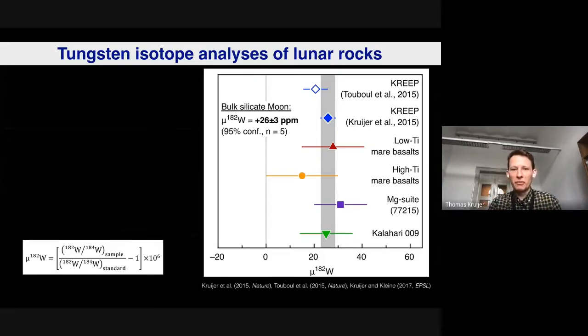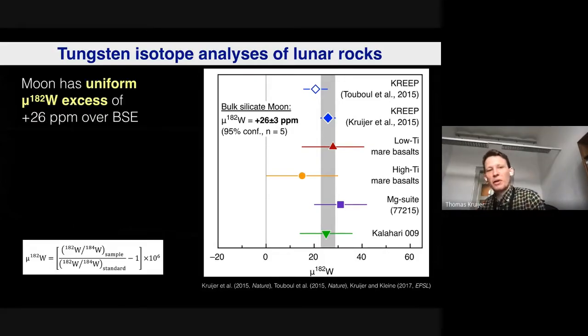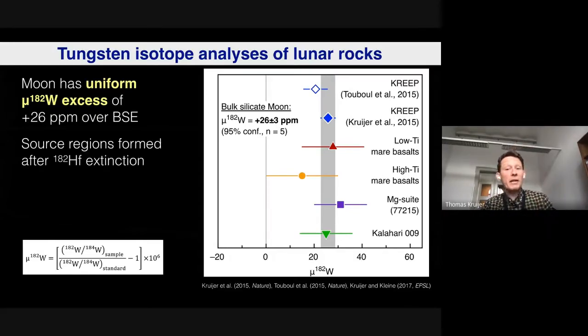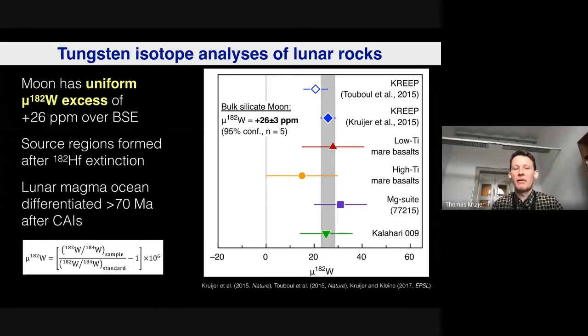We know that the moon is enriched by about 26 parts per million over the present-day bulk silicate Earth in 182 tungsten. This, by the way, also means that the source regions of these rocks, because they had different hafnium-tungsten ratios, formed after extinction of the system, meaning that the hafnium-tungsten system basically requires that if the moon had a magma ocean, it differentiated, so to say, relatively late, more than 70 million years after CAI formation, but that's more of an aside.